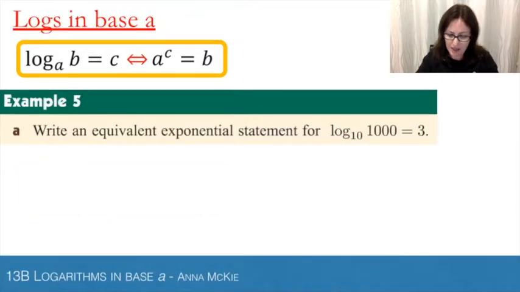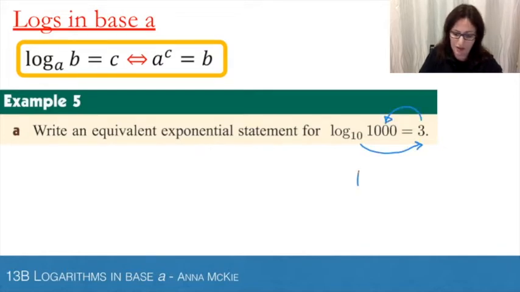Doing some examples here, we're asked to write an equivalent exponential statement. So we're talking about using powers, so no logs. So the little flowchart: 10 to the power of 3 is equal to 1,000. So we'll write that 10 to the power of 3 is equal to 1,000, and that's our answer for this first one.